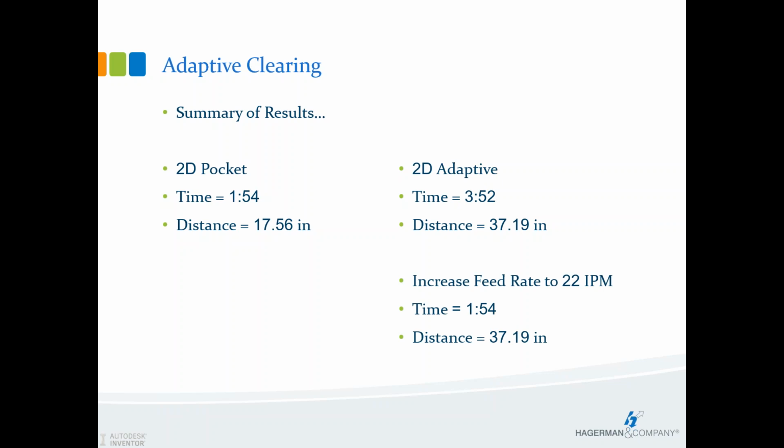If you increase the feed rate on the first one, I almost put some notes in here and I didn't do it. But if I increase the feed rate to 22 on the first pocket, I'd probably break a cutter because I'm taking a lot of material and I'm burying the tool. But if I increase it on the adaptive program, I can actually achieve the same exact time, even though I'm traveling more distance. So I kind of put this out there as a side-by-side comparison.